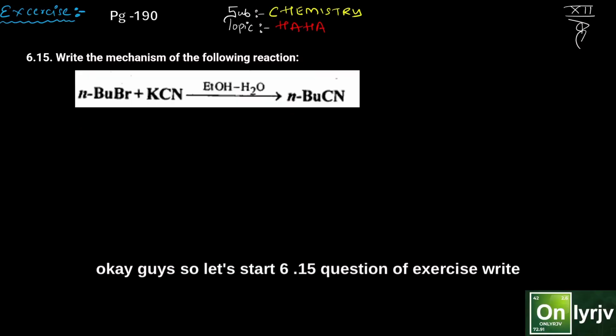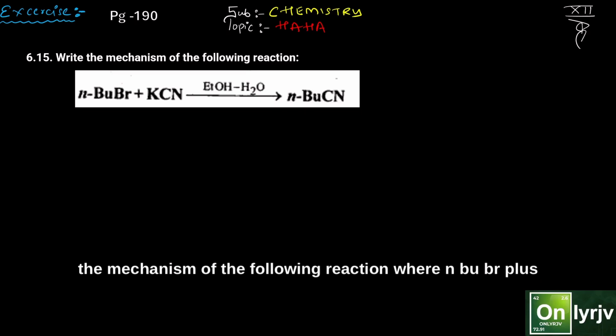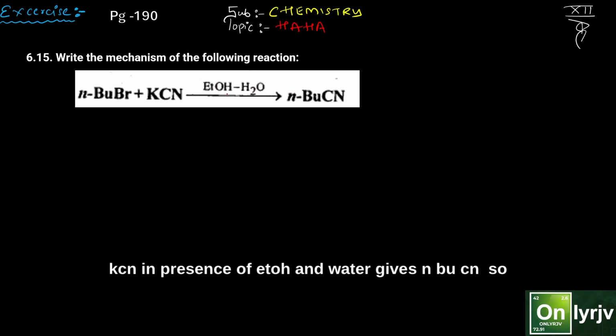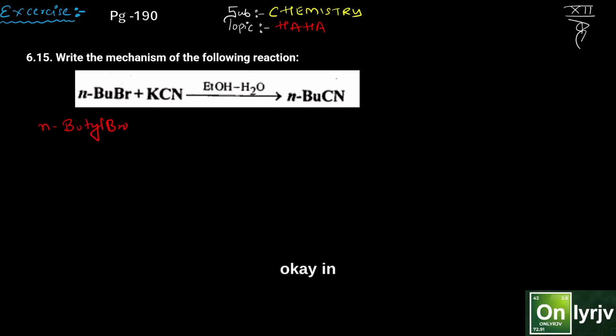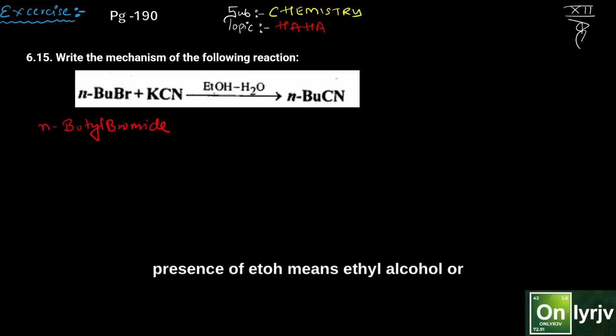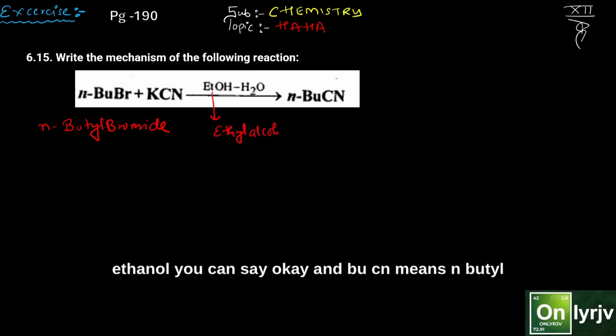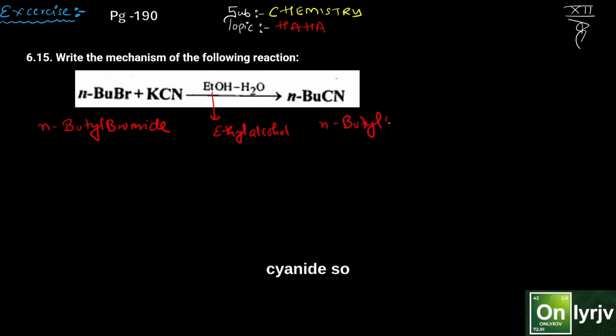Okay guys, so let's start with question 6.15 of the exercise. Write the mechanism of the following reaction where n-BuBr plus KCN in presence of EtOH and water gives n-BuCN. First of all, you should know the meaning of this BuBr and all that. Remember, n-BuBr means butyl bromide. EtOH means ethyl alcohol, or ethanol, you can say. And BuCN means n-butyl cyanide.